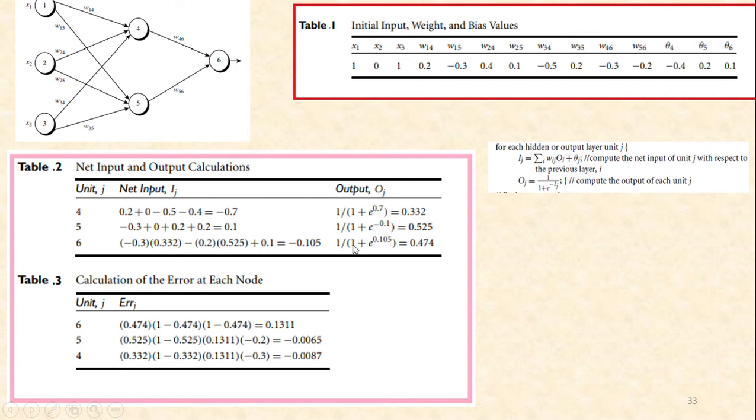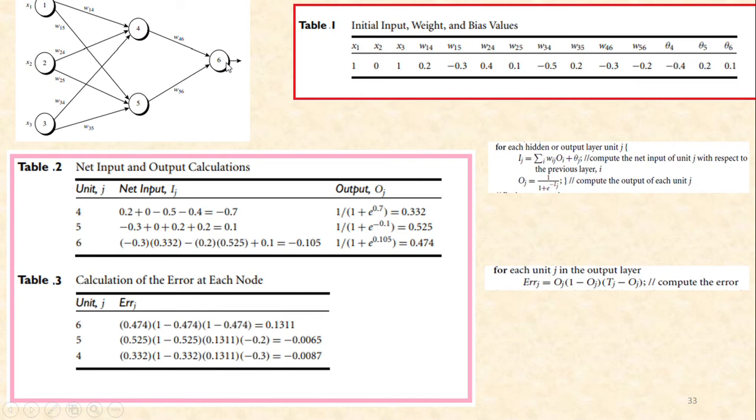If we have calculated the output, the next step of the backpropagation algorithm is calculation of the error at each node. For the error calculation, we have to use two different expressions for each unit. We have to start the calculation of error from the output layer back to the input layer. That is, we have to calculate the error first with respect to neuron 6. After that, we will be calculating neuron 4 and neuron 5.